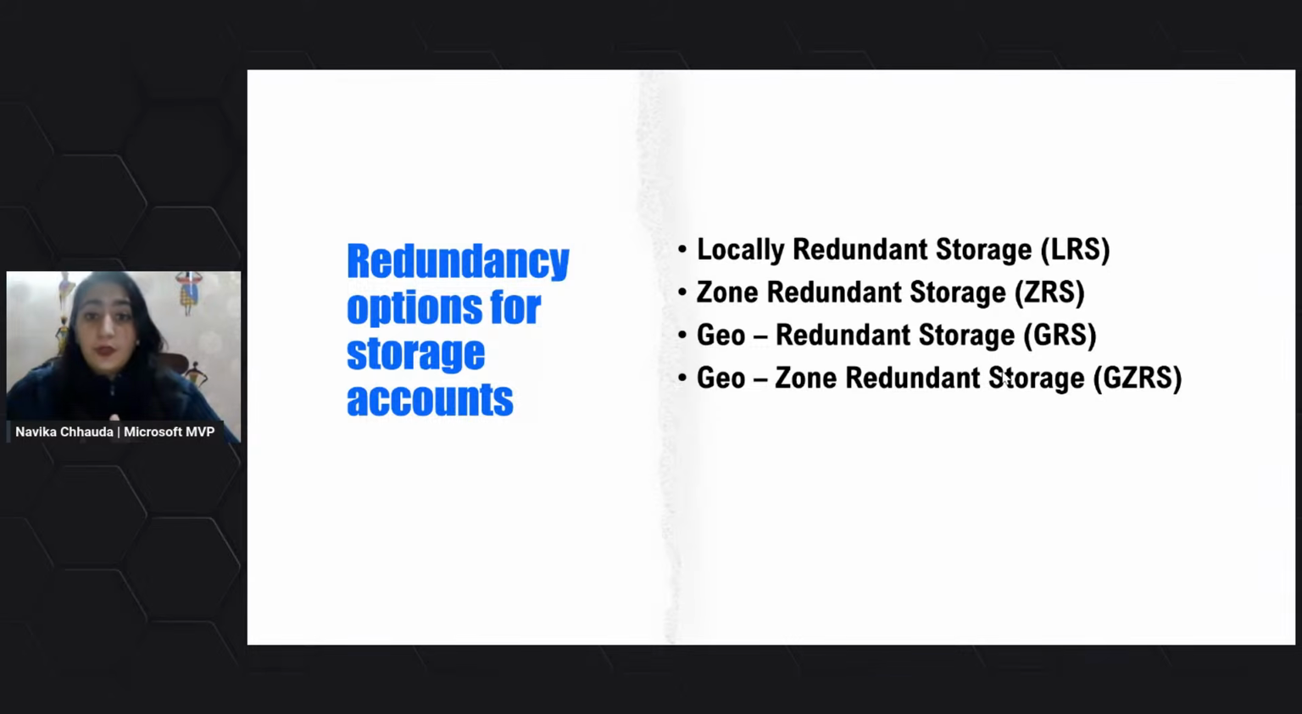When I talk about locally redundant storage, that is the first one. Basically, what happens here is that our data is synchronously copied in one particular primary region three times. For a better understanding, I can say it gets copied in three different servers. That's what LRS means. Its cost is the least as compared to the other three options. But the disadvantage is that, let's suppose there is a failure at one particular data center, then it becomes difficult to retrieve the data that you have stored.